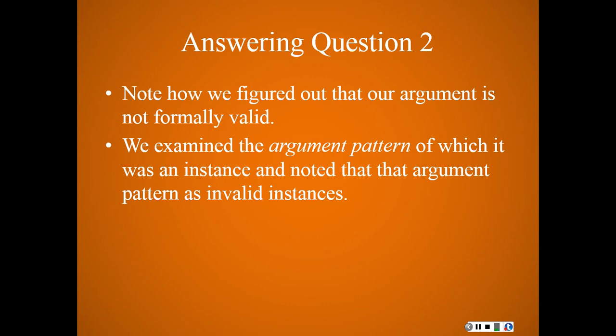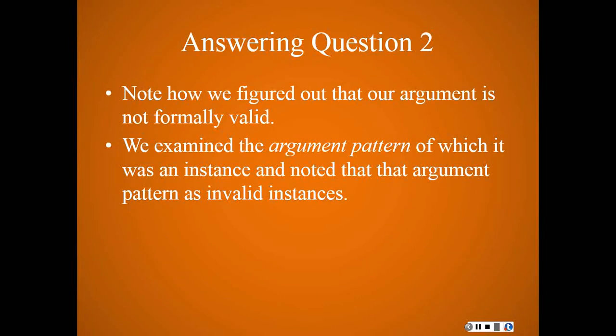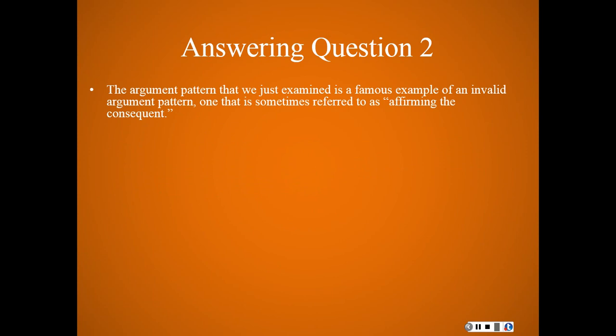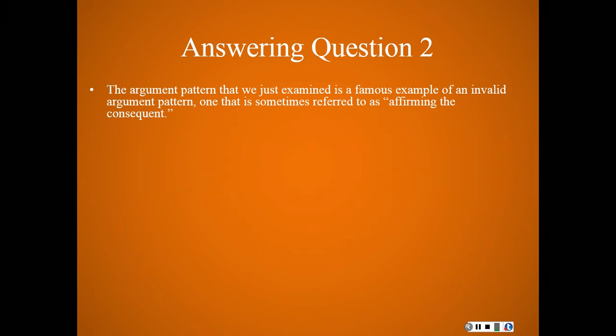And we figured this out by examining the argument pattern of which it was an instance and noting that that argument pattern has invalid instances. So in general, we can say that an argument pattern is valid just in case all of its instances are valid, and invalid otherwise. The argument pattern that we just examined, if P then Q, Q, therefore P, is a famous example of an invalid argument pattern, one that is sometimes referred to as affirming the consequent.